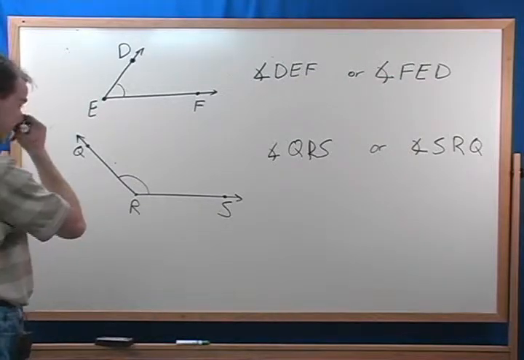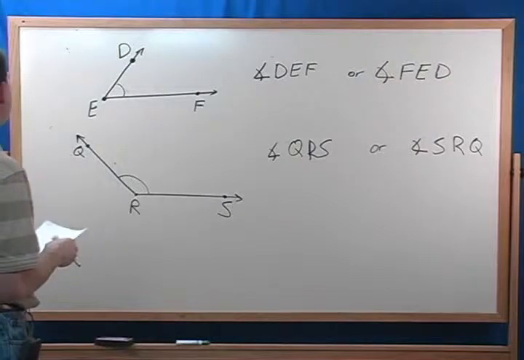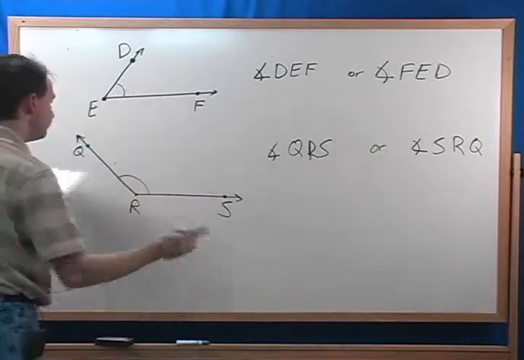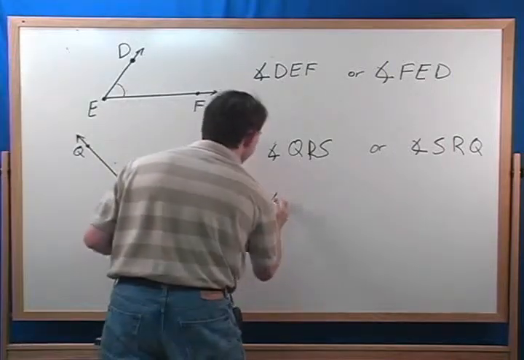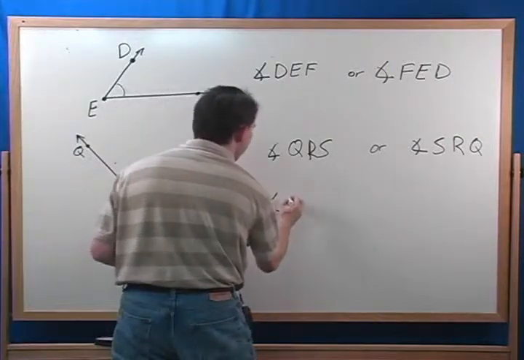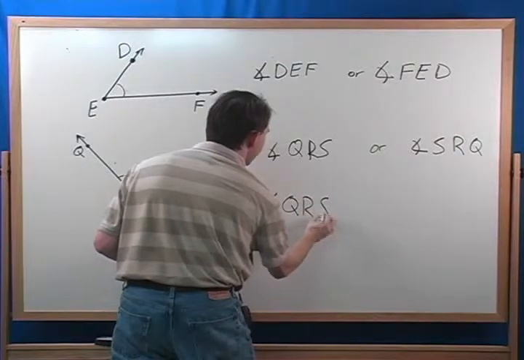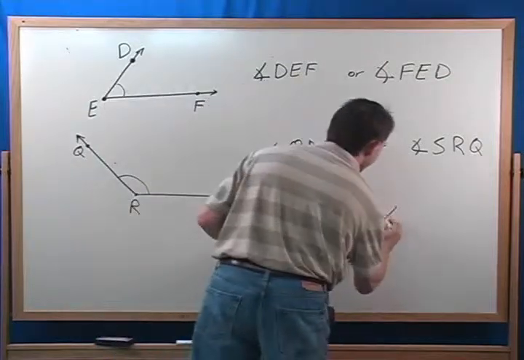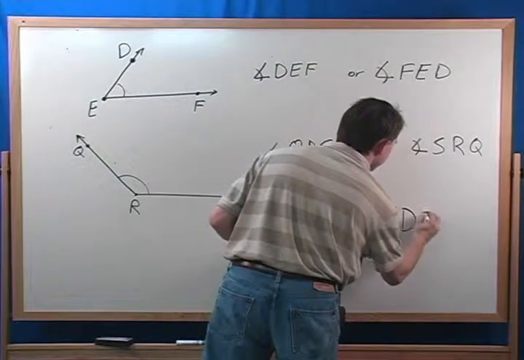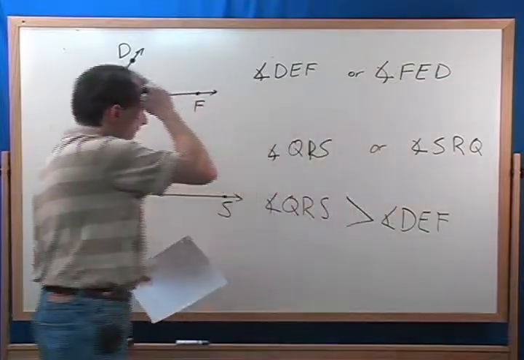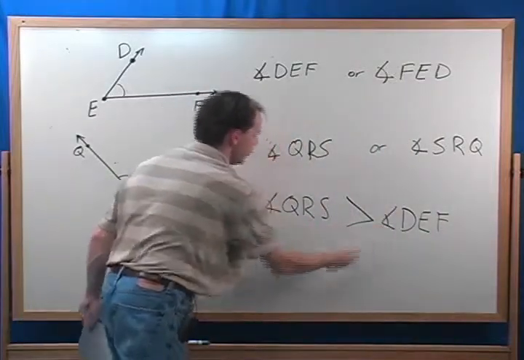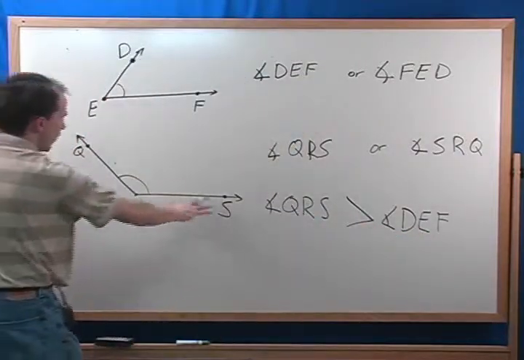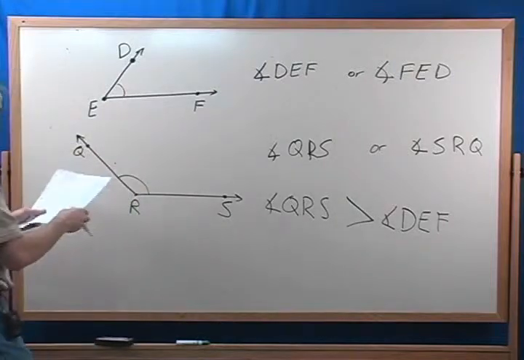Now let me ask you this. Which of these two angles do you think looks bigger? I think we just talked about that. This angle is bigger than this one because it's more open. That's all that means. So if you wanted to write that down, you'd say angle QRS is greater than, just like any old greater than symbol, angle DEF. This is just like the statement 5 is greater than 2, or 10 is greater than 3. So angle QRS is greater than angle DEF. That's all you're trying to say there.